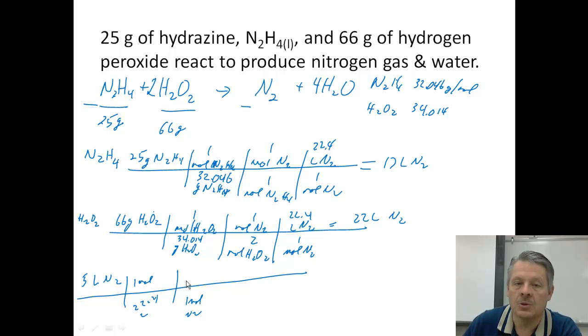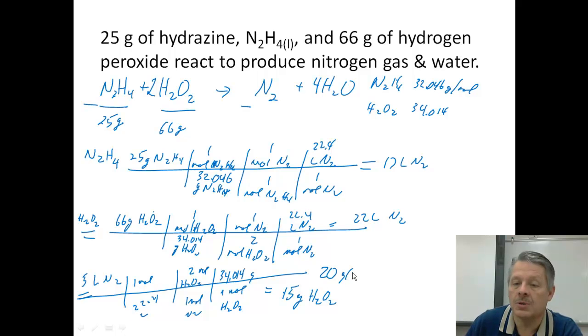takes me back to, what is our excess? Our excess is H2O2, so that's 2 moles of H2O2. And then from moles of H2O2, we have to go back to grams of H2O2, which is 34.014 grams per mole. So that gives us a number of 15 grams of H2O2. Now, unfortunately, we only have one sig fig over here on the left, so we're going to have to round that 15. So it's going to end up to 20 grams of H2O2.